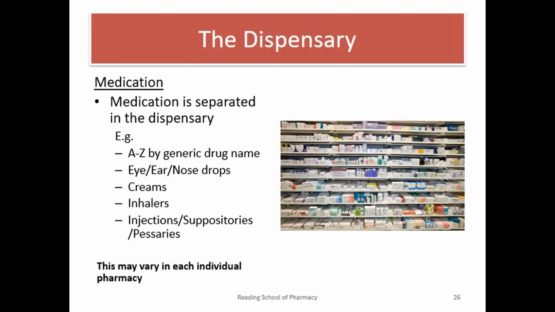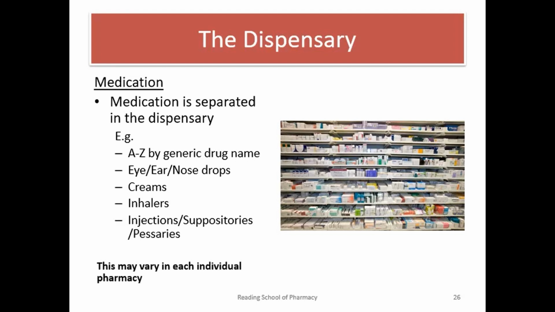So let's talk about the dispensary. In terms of the dispensary, this is essentially where the medication is stored. Now, most pharmacies will have their dispensary laid out in pretty much a similar fashion. So the medications are separated on shelves, and they're normally laid out A to Z by generic drug name. Some pharmacies will have the ear, eye, nose drops all embedded within that A to Z. However, in most cases, most pharmacies will try and segregate the ear, eye and nose drops because they tend to be smaller bottles and smaller boxes, and they can sometimes get lost.